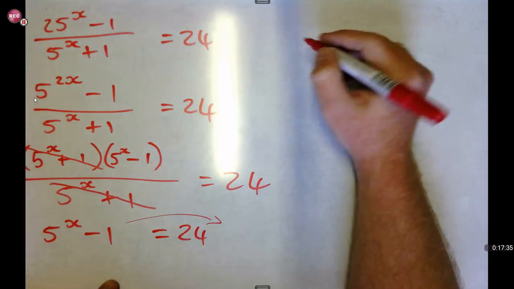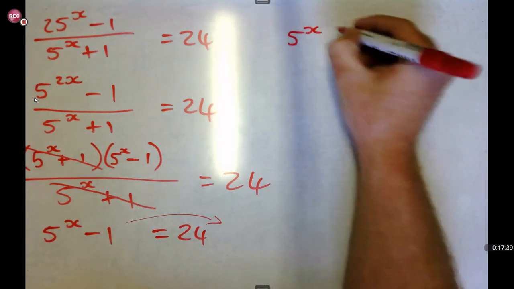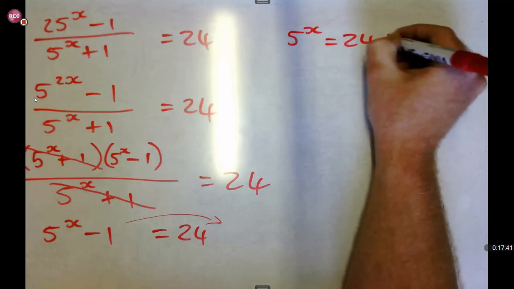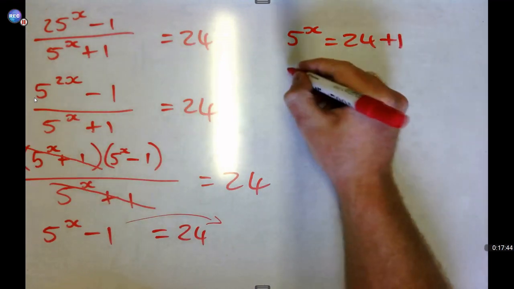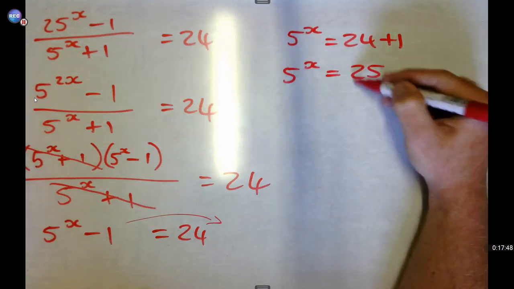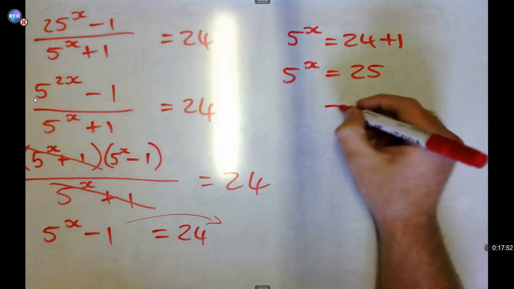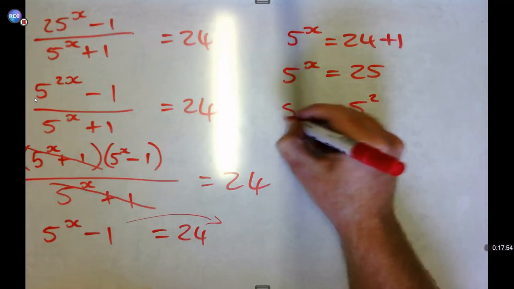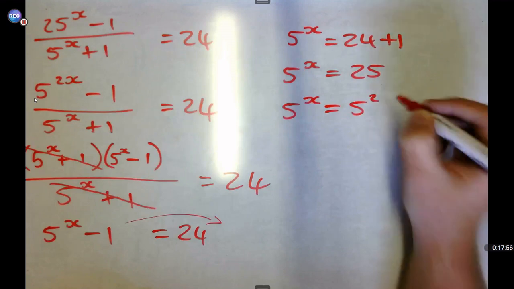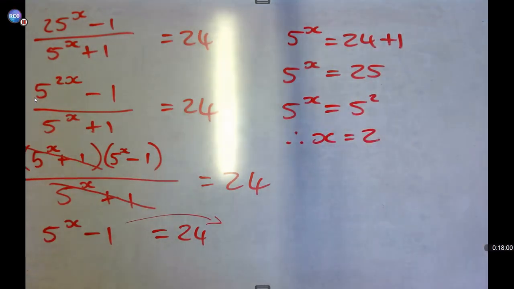I'm going to continue on the top right here. When I carry the 1 over, it becomes 5 to the power of x equals 24 plus 1. You get 5 to the power of x equals 25. And now over here, you do prime factors, which will give me 5 squared, and then on the left, 5 to the power of x. Bases fall away, therefore x is equal to 2. And there's your final answer.